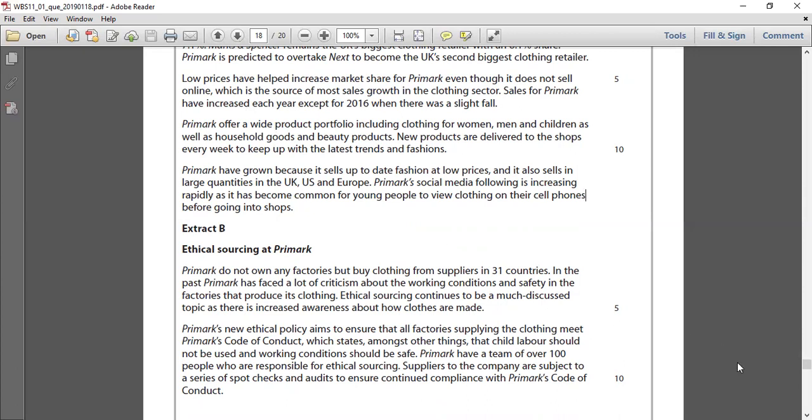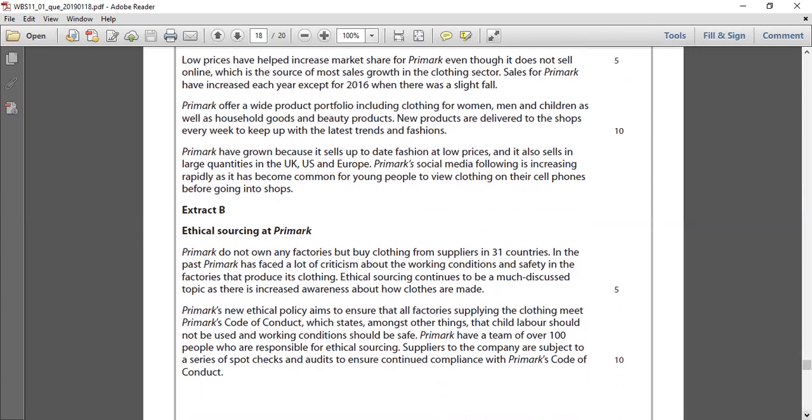Look at the second paragraph, they are giving another market strategy as well as a strength. Ethical sourcing at Primark. Ethical sourcing is another social trend regarding marketing. Primark do not own any factories, but buy clothing from suppliers in 31 countries. Not only Primark, most of them, including Next, Marks and Spencer, outsource to other countries, including here 31 countries all over the world. Mostly Asian countries, including Thailand, Vietnam, China, must be there.